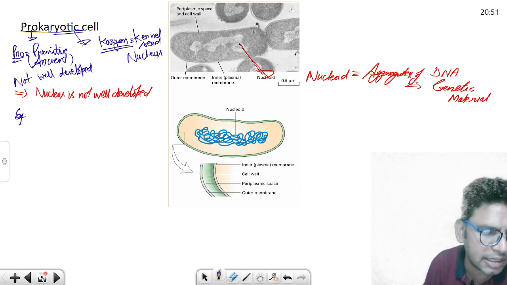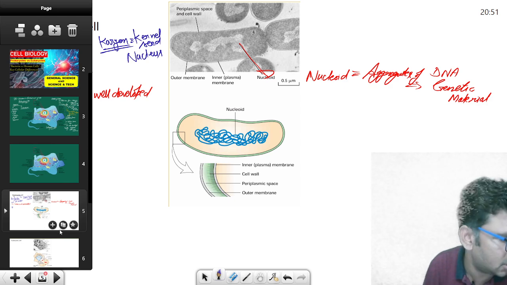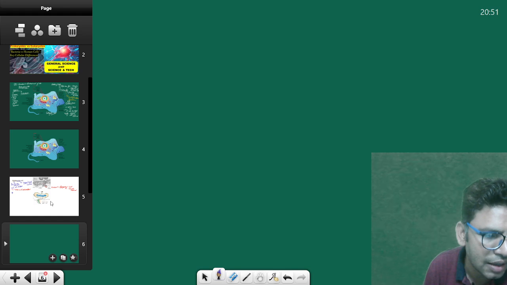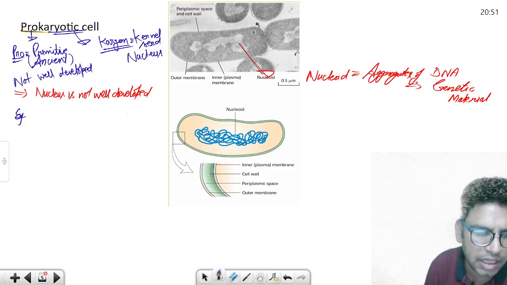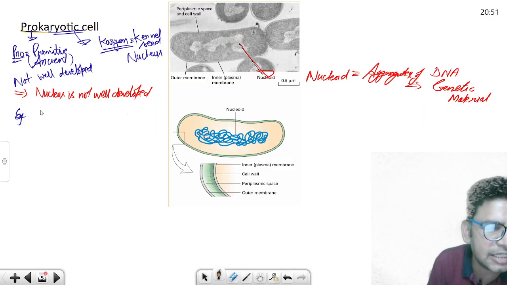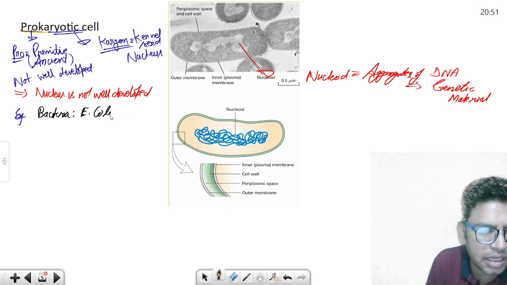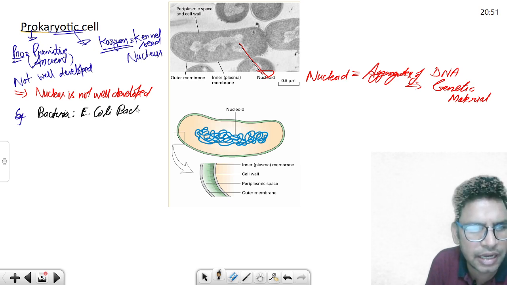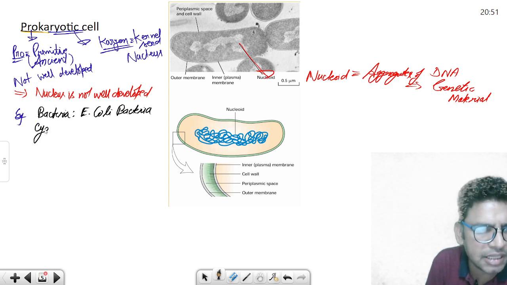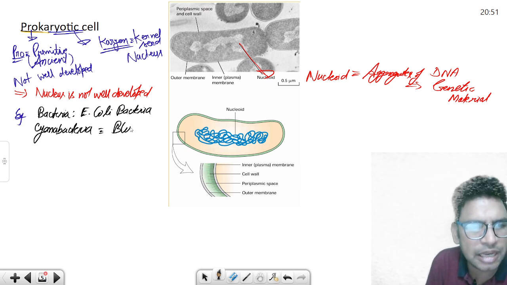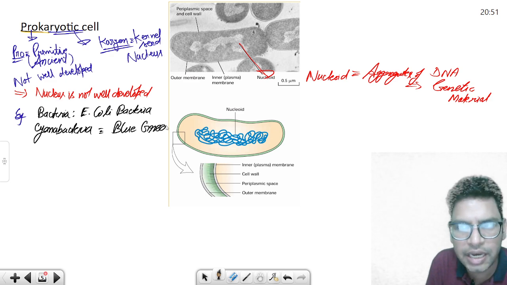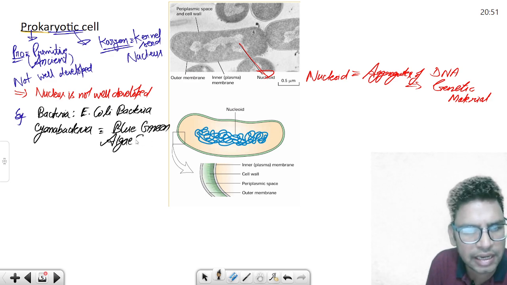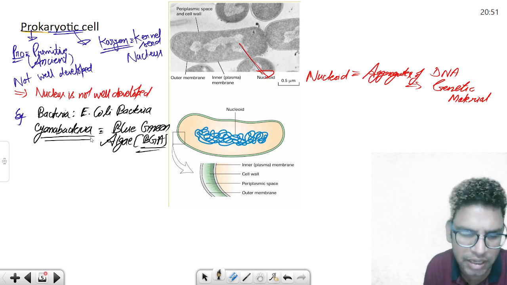If you want to talk about examples, let me tell you something more about them. Examples are, for example, bacteria. You have bacteria like E. coli. There are n numbers of bacteria. E. coli bacteria, right? Another example can be cyanobacteria, right? Cyanobacteria are bacteria, but sometimes they are also called blue-green algae. Remember, they are not algae. They are not BGA. Blue-green algae are basically bacteria. Remember this thing, okay?